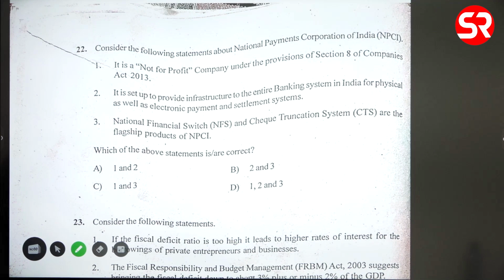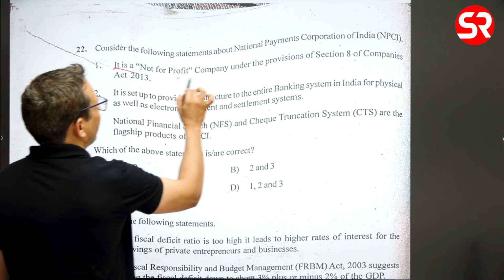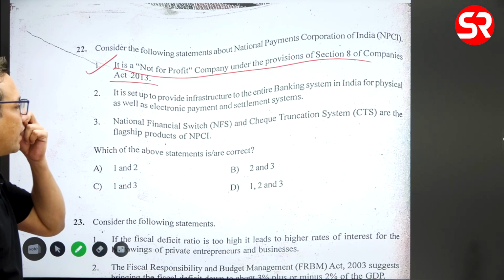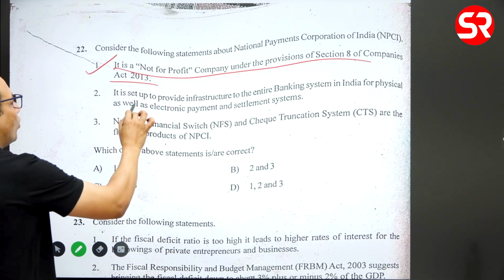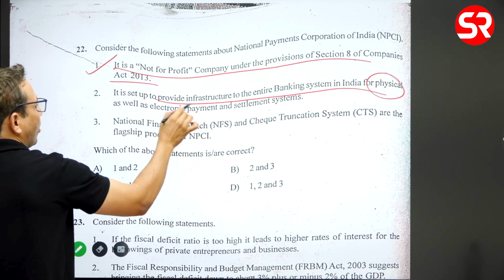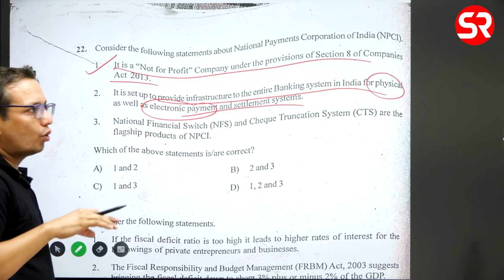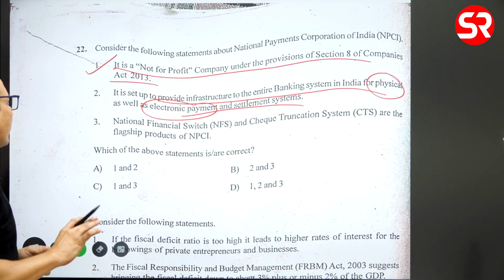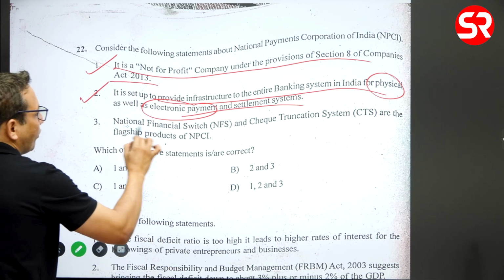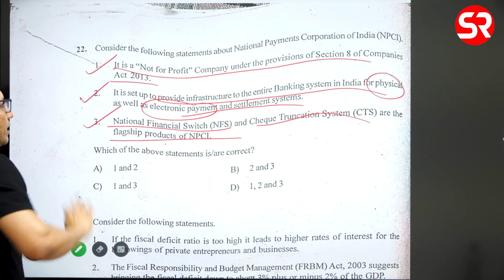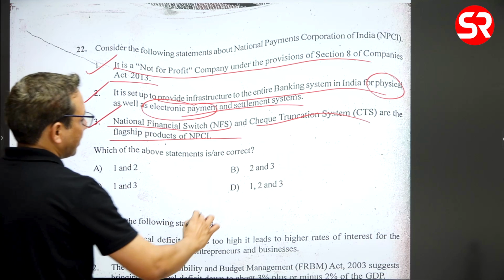Which of the following statements about National Payments Corporation of India is correct? It is a not-for-profit company under the provisions of Section 8 of the Companies Act 2013. Yes, it is a not-for-profit company under Section 8. It was set up to provide infrastructure to the entire banking system in India for physical as well as electronic payment systems. Yes, it was brought in to settle physical as well as electronic payments. This statement is also correct. National Financial Switch and Cheque Truncation System are flagship products of NPCI. Yes, this statement is also correct. All three statements are correct. All right.